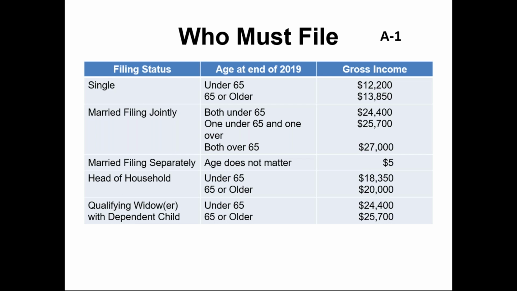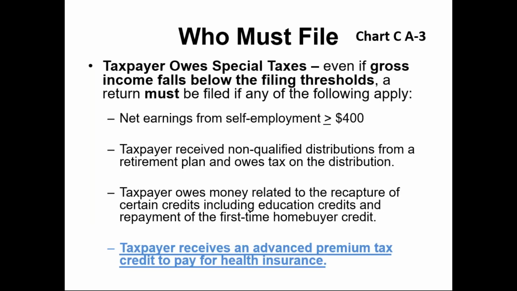Last situation we have is Juanita, who has a dependent child. She is a qualifying widow. She is 47 years old, and she has gross income of $26,000. Yes, she would need to file as well. So what the charts are basically going to help us do is to determine whether or not an individual has a filing requirement with the IRS.